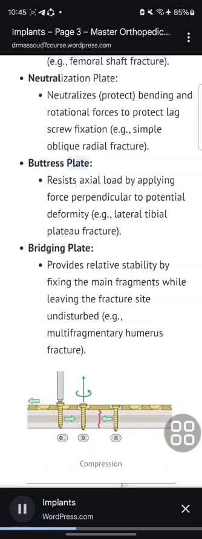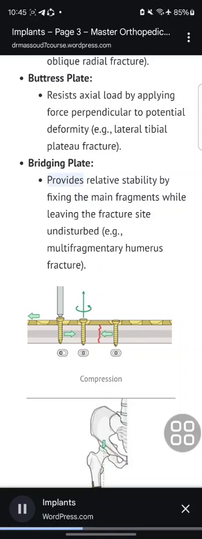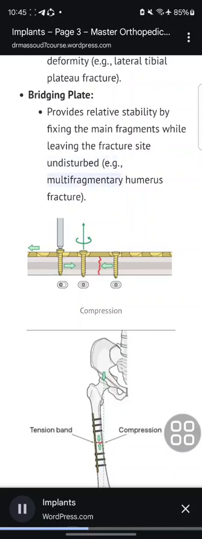Buttress plate: resists axial load by applying force perpendicular to potential deformity, e.g., lateral tibial plateau fracture. Bridging plate: provides relative stability by fixing the main fragments while leaving the fracture site undisturbed, e.g., multifragmentary humerus fracture.